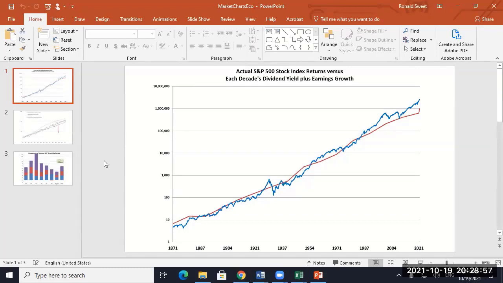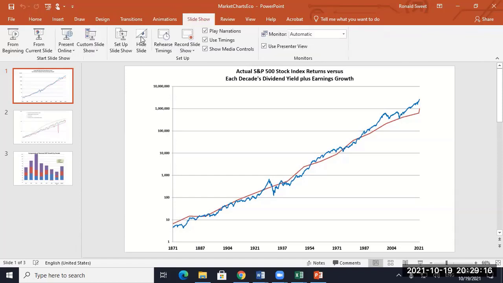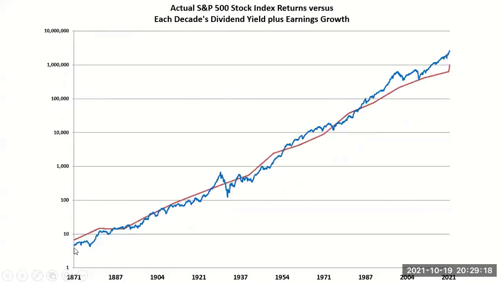All right, so we're going to start off with this theory that a stock return, an expected stock return, is its income yield plus earnings growth. All right. Some of y'all have seen this chart before. I used that for years and years and years, and then it kind of dawned on me, is that actually true? So I decided to build the chart to see if it's actually true. And so I went back to 1871.